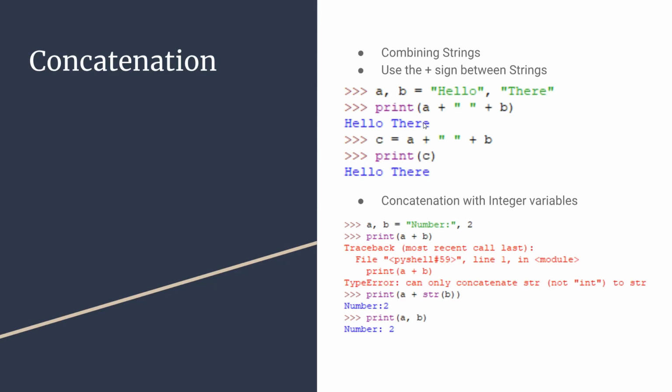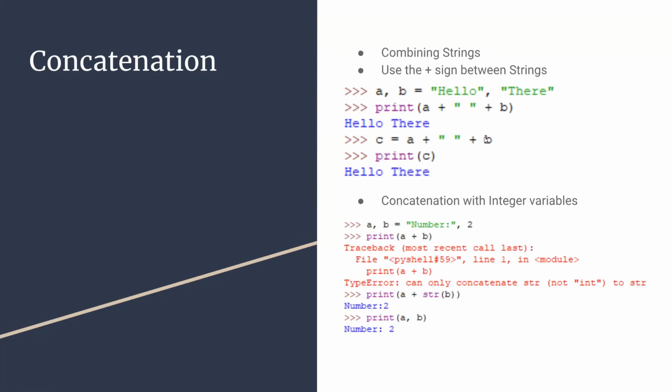However, you don't just have to concatenate in a print statement. You can also concatenate in a variable statement. So we have C gets A plus space plus B. So we're concatenating A, space, and B, and then we're going to print C and see, oh, yep, C does in fact contain hello there. It's the exact same. So either way, it works.